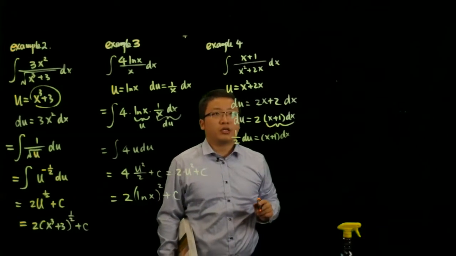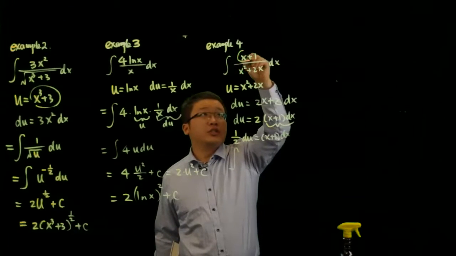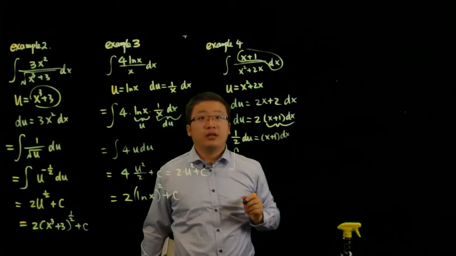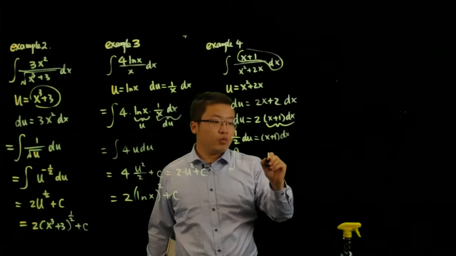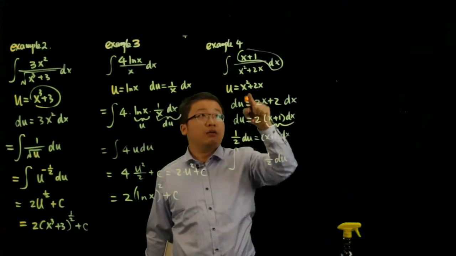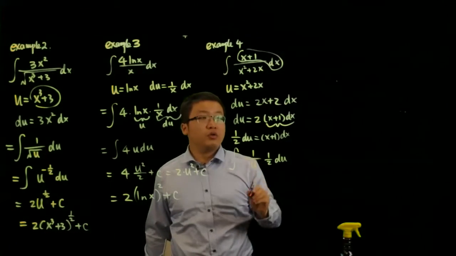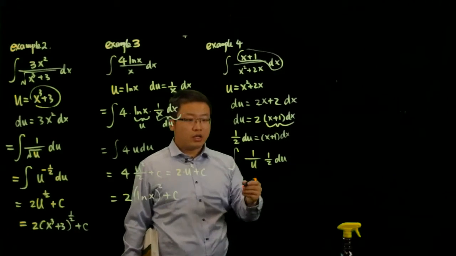Now I can do the substitutions. That is the integral, and this 2 portion, x plus 1 dx, actually becomes 1/2 du. That's what you just calculated in the previous step. Now, the bottom here is 1 over u, because u is defined as x squared plus 2. Now this is what you have.